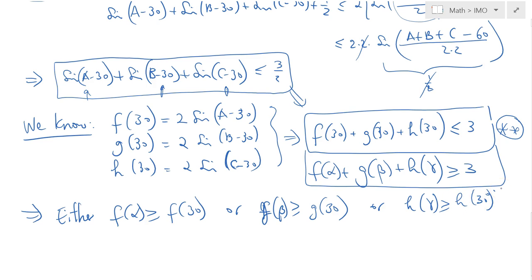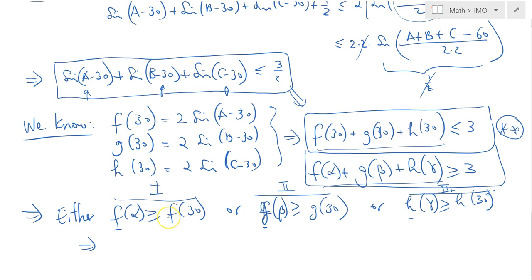Since our functions f, g, and h are all decreasing functions, one of the cases has to hold, right? Because there's no way that these 3 will add up to something less than 3 and these 3 would add up to something more than 3. At least one of these 3 is achieved, so one of these 3 cases, case 1, case 2, or case 3 is the case.